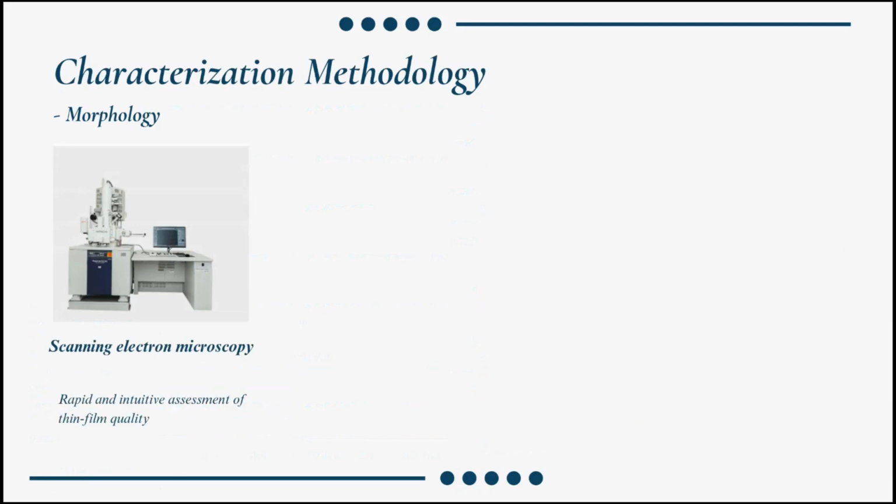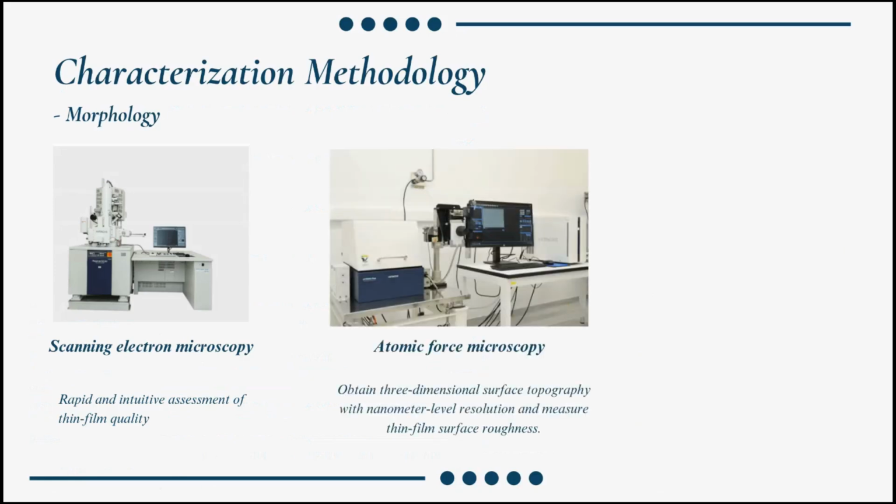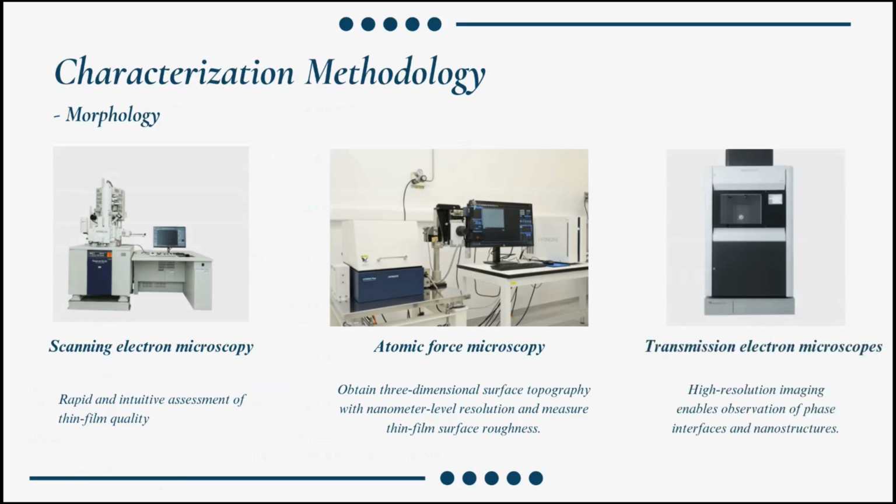For morphology characterization, we mainly use three techniques. First, scanning electron microscopy, or SEM, provides a rapid and intuitive assessment of film quality. Second, atomic force microscopy, or AFM, gives us three-dimensional surface topography with nanometer resolution and roughness measurement. Third, transmission electron microscopy, or TEM, offers high-resolution imaging to observe phase interfaces and nanostructures. Together, these methods cover both the surface and internal structure at different resolutions.